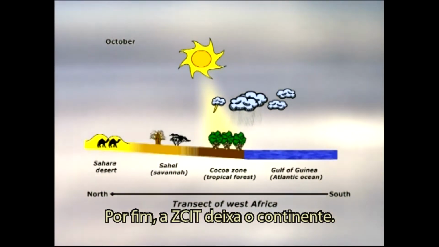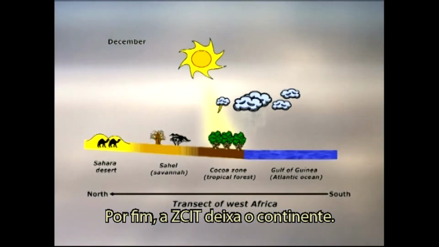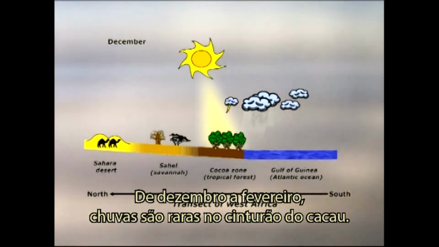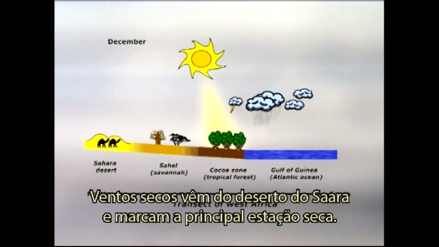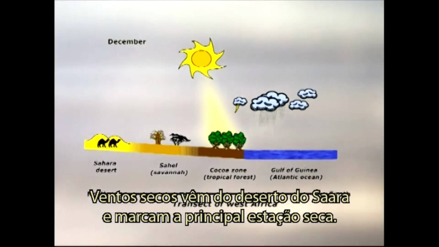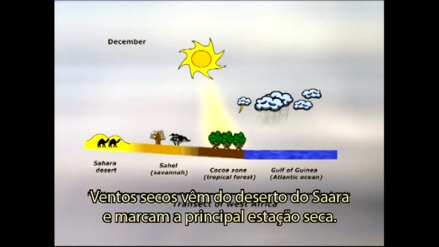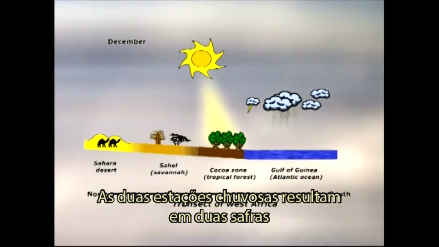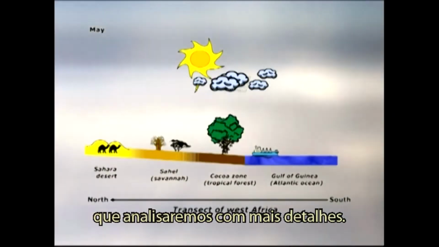Finally, the ITCZ leaves the continent. From December through February, the rains are rare in the cocoa belt. Dry winds come in from the Sahara Desert. This is the main dry season. The 2 rainy seasons result in 2 crops. Let's look at it in more detail.